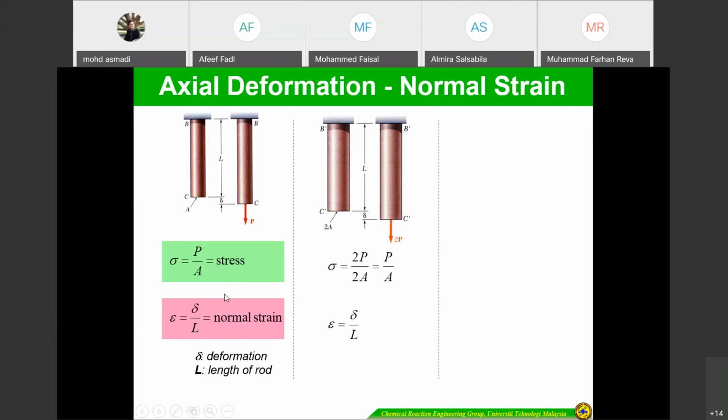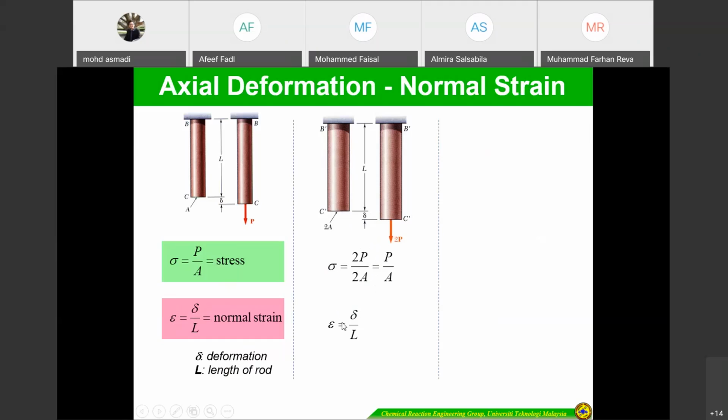Okay, so if you look here, if the area is increased to double, A becomes 2A, so you actually have to apply a force which is also double, so that you can get the similar deformation. Okay, but the ratio is still the same, P divided by A. Only the force is doubled. Since the cross section area is increased, to get the same elongation or deformation, you have to apply double the force.